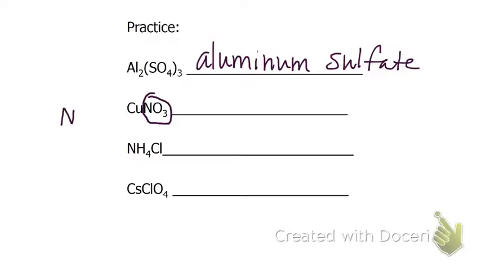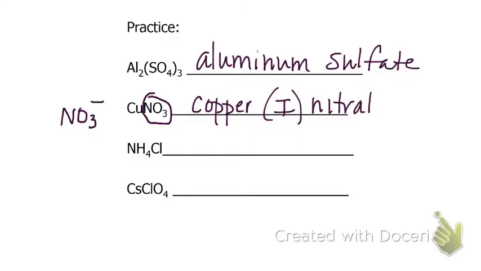So we looked that up, and what is its charge? First of all, what is it? Nitrate, and what's its charge? It's a -1. Okay, so if it only took 1 of those to go with 1 copper, what charge of copper do we have? 1. Okay, so we would do copper(I) nitrate.